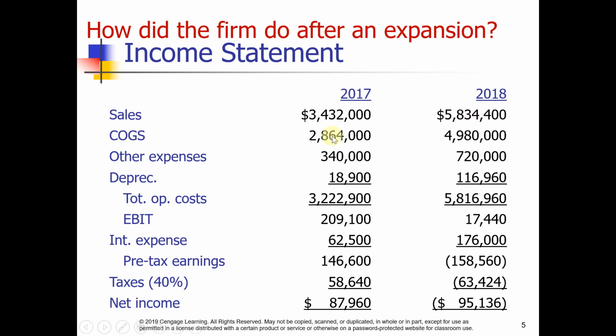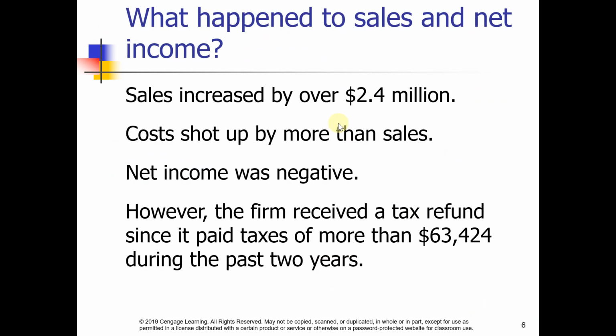But cost of goods sold also increased much more significantly, right? And other expenses also went up, and as a result, the company's EBIT, earnings before interest and taxes, or operating income, went significantly down, right? Then after interest expenses and all, the net income for 2018 after the expansion was negative, right? So from the income statement, it doesn't look like the expansion was very good.